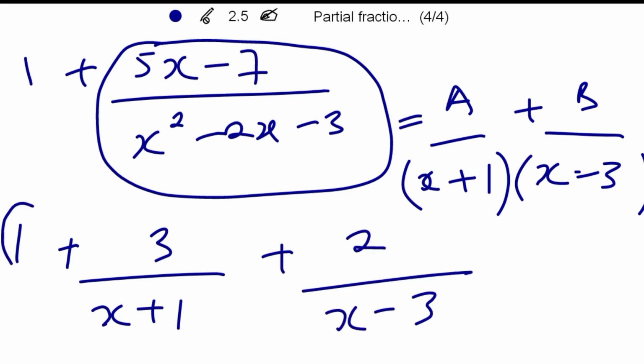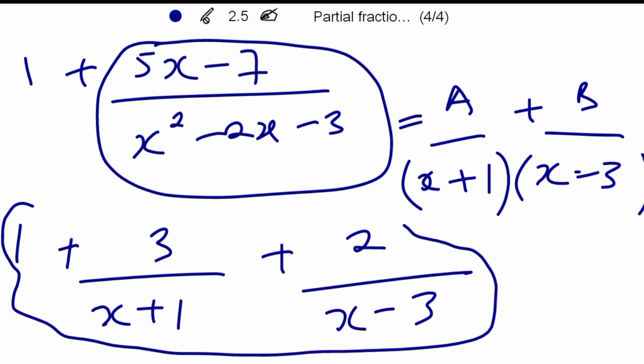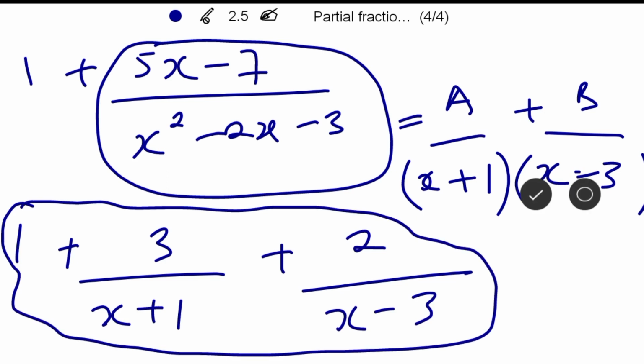So you can see that the expression x squared plus 3x minus 10 divided by x squared minus 2x minus 3, which is given to us in the problem, is broken down into 1 plus 3 over x plus 1 plus 2 over x minus 3, which is the partial fraction of that problem. I hope the concept is clear.